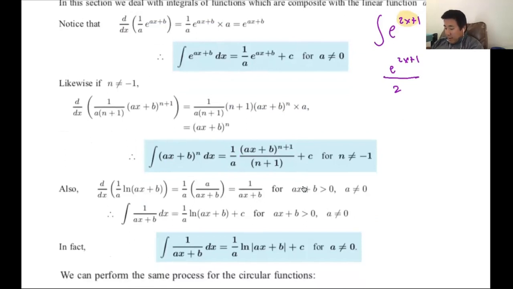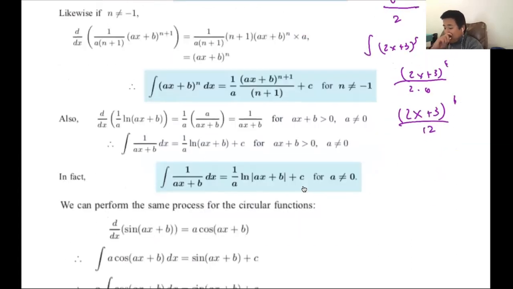So, if you had 2x plus 3 to the 5th power, the antiderivative of that is 2x plus 3 to the 6th power over 6 times the derivative, 2. So 2x plus 3 to the 6th over 12.